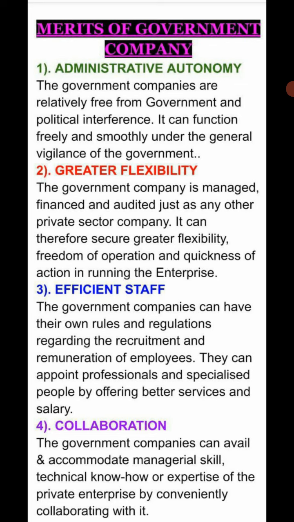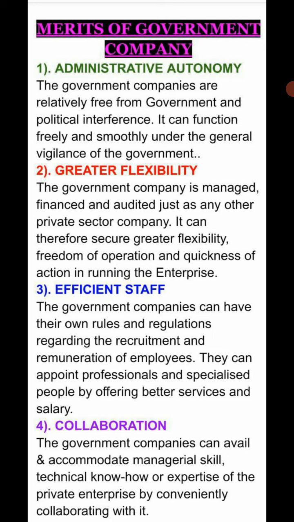Second merit is greater flexibility. The government company is managed, financed, and audited just as any other private sector company, and it can therefore secure greater flexibility, freedom of operation, and quickness of action in running the enterprises.